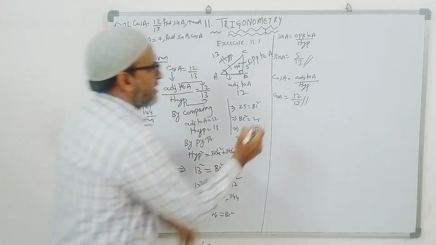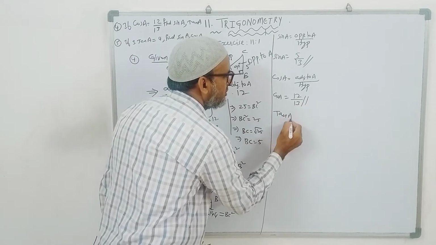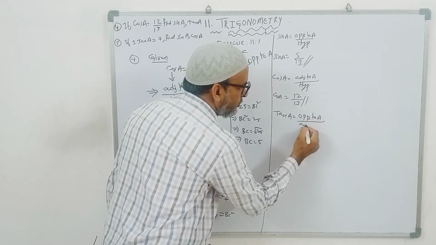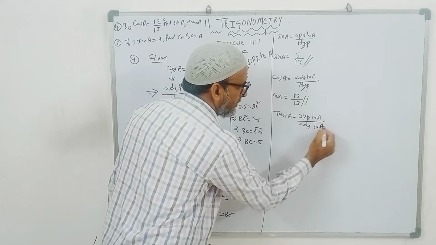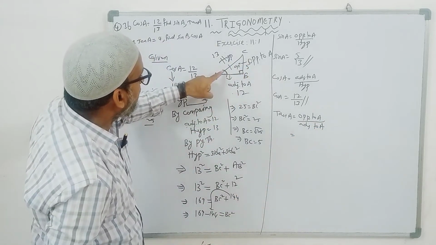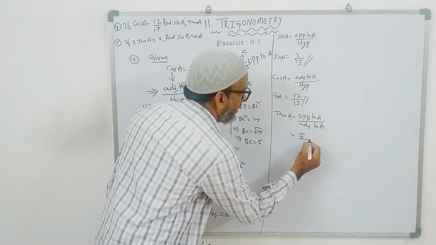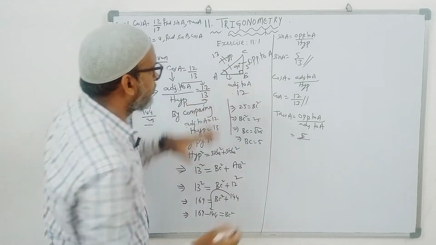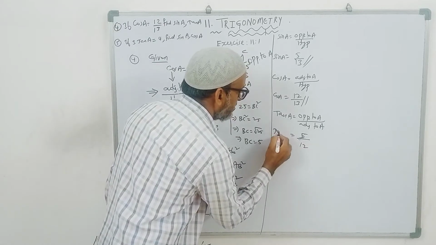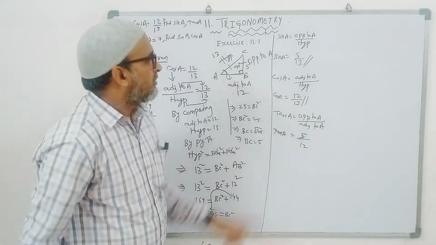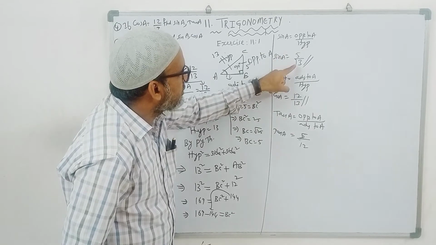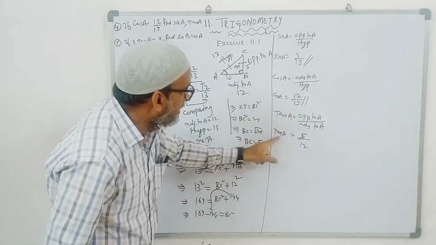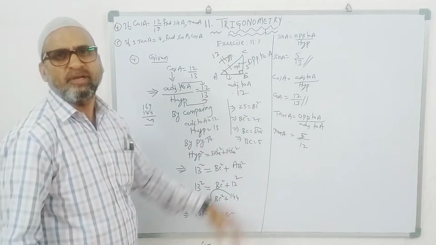Tan A is being asked. Tan A is equal to opposite to A by adjacent to A, which is 5 by 12. This is tan A. With sin you can find cosec. Cosec A is equal to 13 by 5. Reciprocal of cos A is 13 by 12. Cot A is equal to 12 by 5. All values you can get.